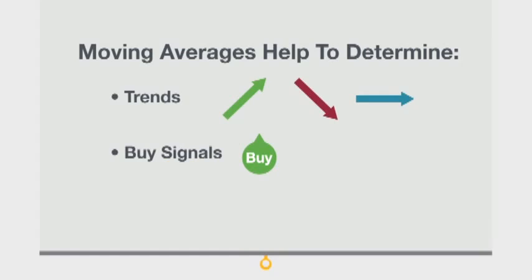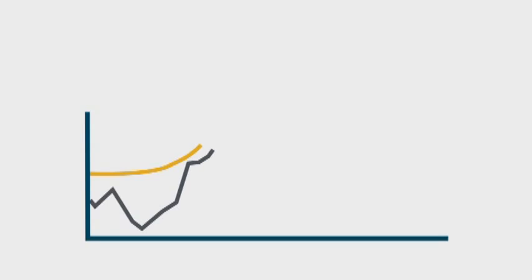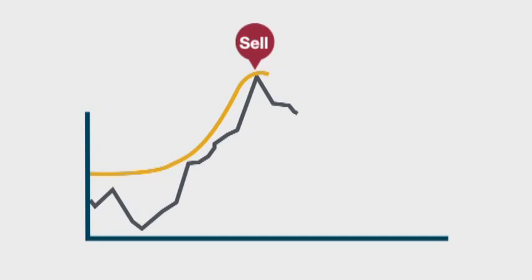this bounce could be used as a buy signal. On the flip side, moving averages can also help investors know when to sell a position. For example, if the stock's price rises to the moving average and bounces, this might be a sell signal.